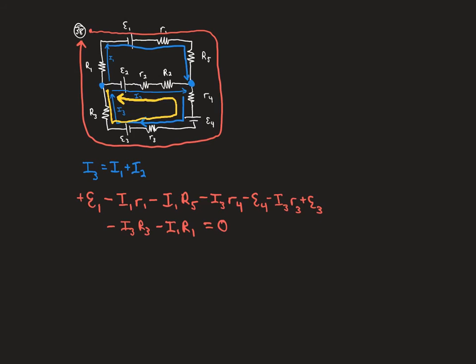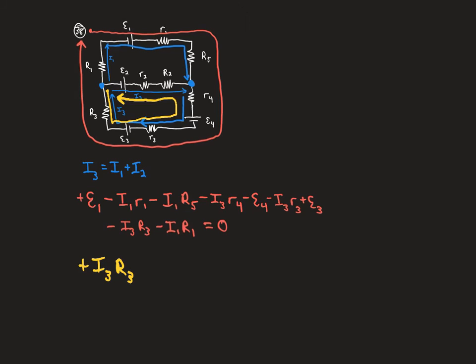Okay, so let's do the yellow loop. I'm starting up here. I'm going to go down through R3. What direction is the current going through R3? Current is going up. They're going opposite directions. So what does that mean? It's got to be positive. So I've got to add I3, R3. So this loop has to be plus I3, big R3.